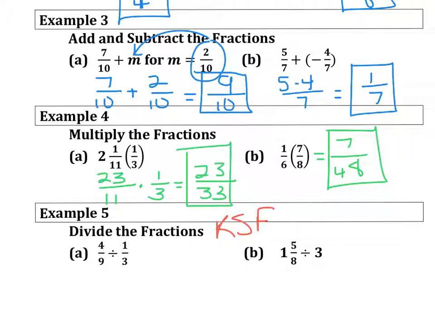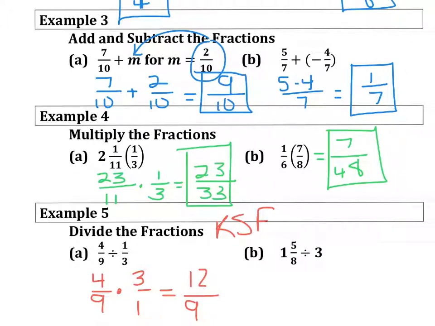So we would have 4/9 times 3/1. And so once we change this into a multiplication problem, we can easily multiply across. So 4 times 3 is 12. 9 times 1 is 9.